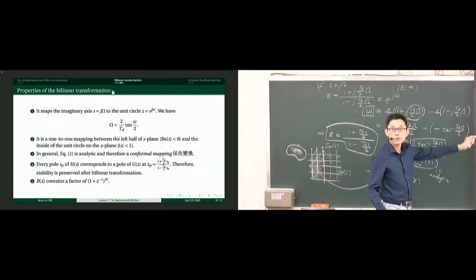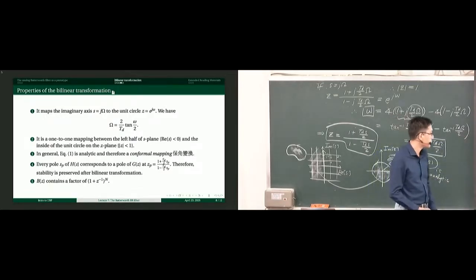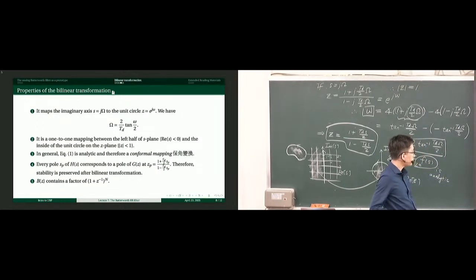So let's finish this slide before we take a break. Okay, so 1, 2, 3. How about the fourth property? The fourth property is a property about stability. Let me read it.